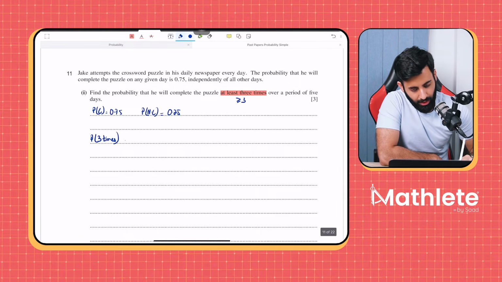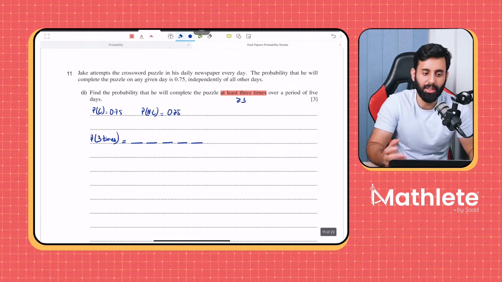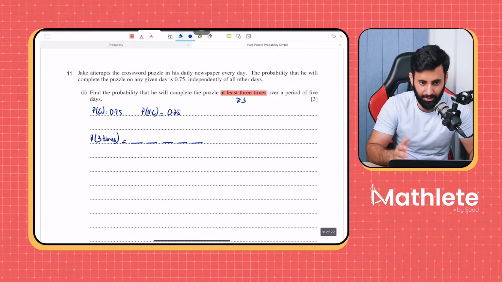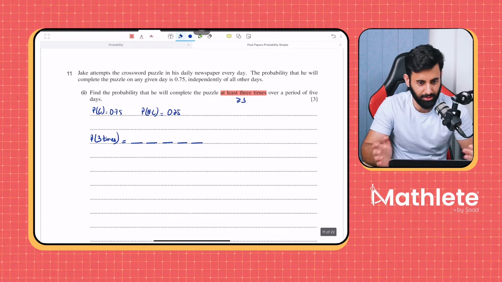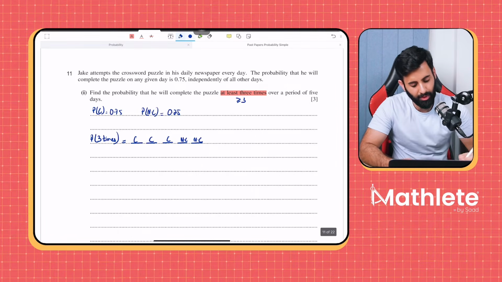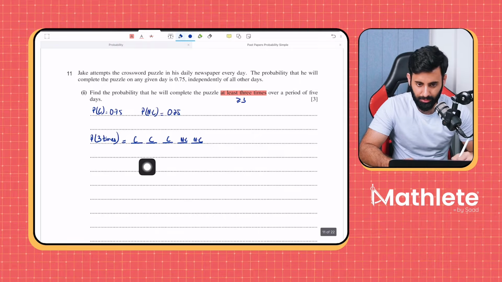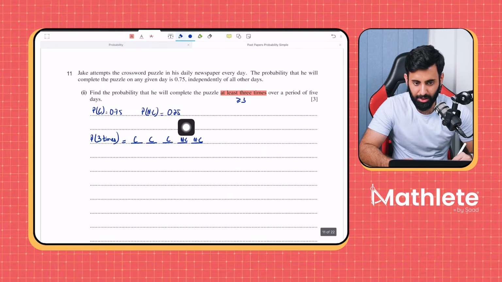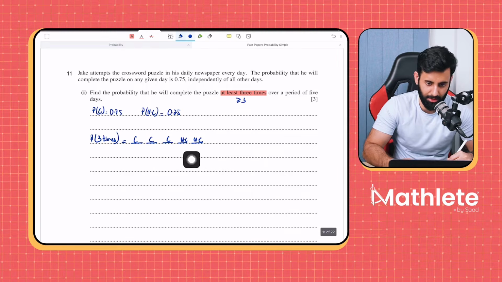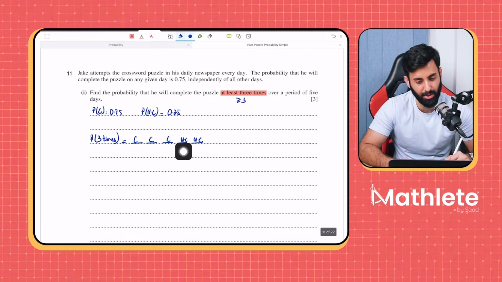Okay. Now, in order to complete the puzzle 3 times, it's not necessary that he completes it 3 times in the first 3 days and doesn't complete it in the next 2 days. Okay, that's not necessary, but it's possible, right? So complete, complete, complete, not complete, not complete. Okay. Now, can we have more arrangements of these where he's completing the puzzle 3 times from a total of 5? Yes, it's possible. It could be complete, not complete, not complete, complete, complete.